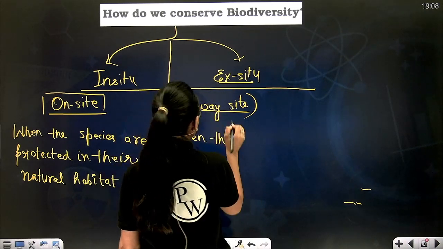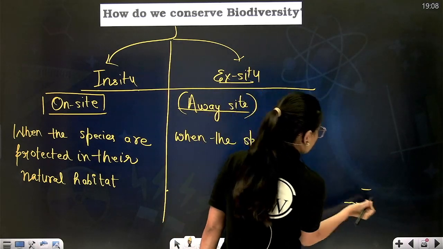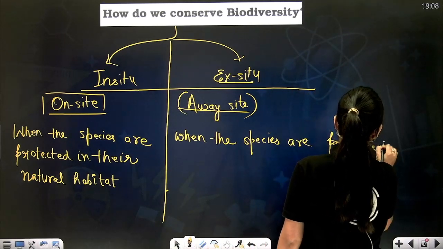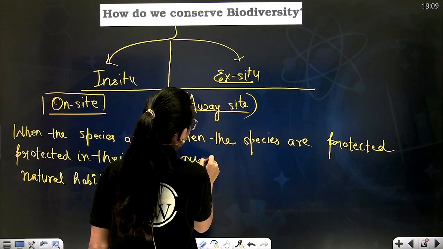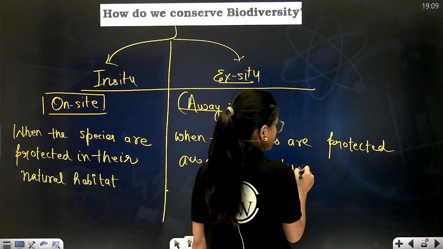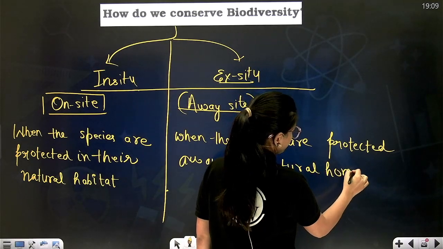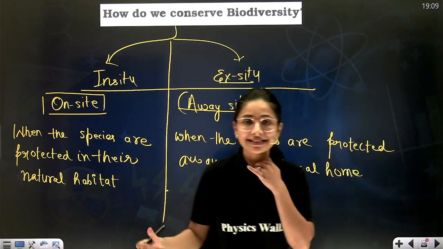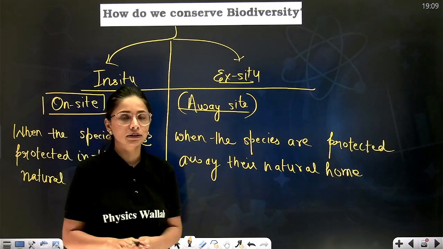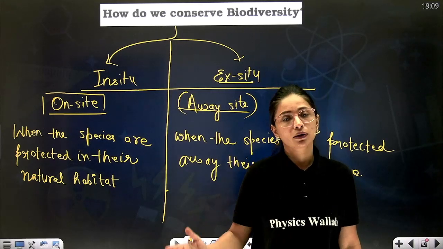Now on the other hand is ex situ, when the species are protected away from their natural home, because their natural home may be disturbed due to some human activities or natural activities. As a result, a new place similar to their home is being created, like your zoological parks, botanical garden, wildlife sanctuaries. All these are different methods of ex situ conservation.